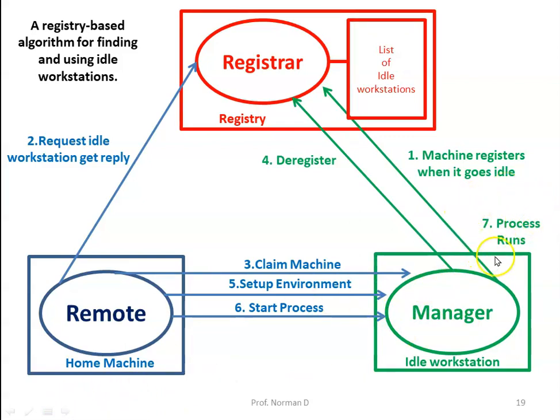Step number 7 is it will run the process. Step number 8 is the process exits, and then it will notify the remote machine of whatever is the solution. So this is how a registry based algorithm is used for finding an idle workstation.